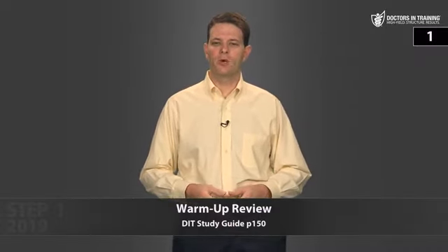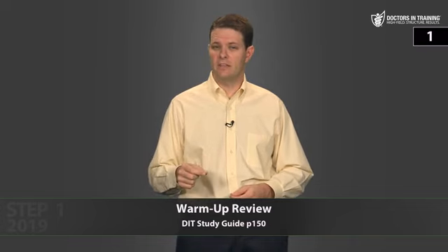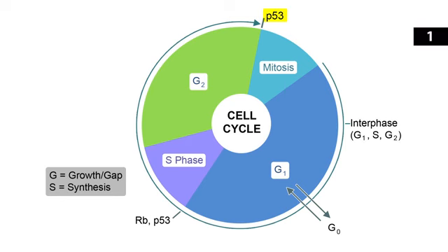Let's take a look at the warm-up. First question, what regulates the progression of the cell cycle from G2 phase to M phase? Well, that's the tumor suppressor p53.